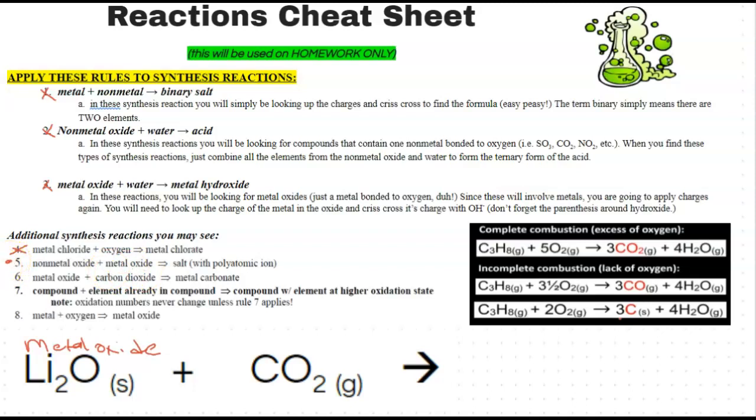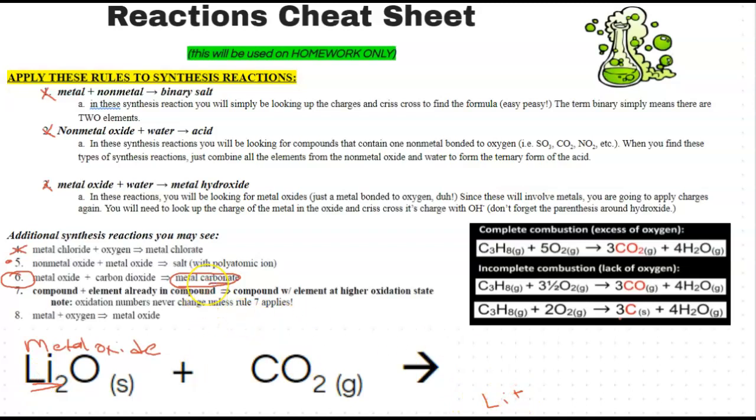I get down to number 6, and it says a metal oxide with carbon dioxide, which is exactly what we have, metal oxide and carbon dioxide. So I know that rule number 6 is what I'm going to look at, and it tells me that I have a metal carbonate. So I have to find my metal, which is lithium. Lithium is Li with a +1 charge.